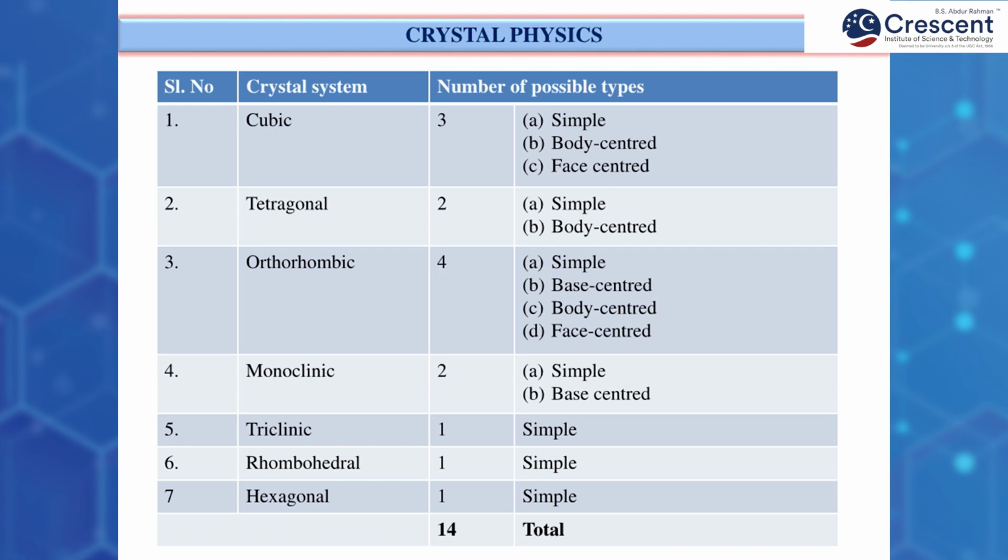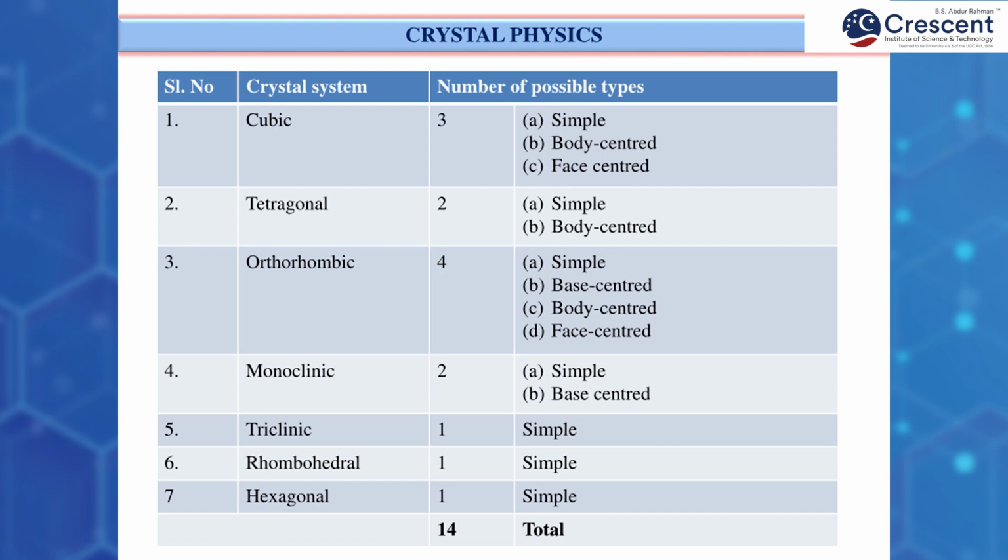Similarly, tetragonal has 2 types: one is simple and the other is body centered. Orthorhombic contains all types of Bravais lattice. That is, simple is possible; base centered means one atom is present at the base, the bottom and top; as well as body centered, as well as face centered.